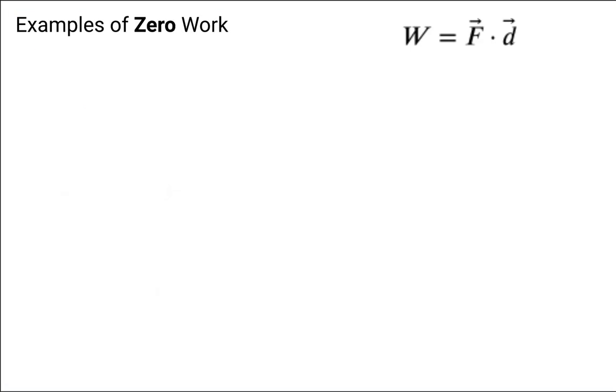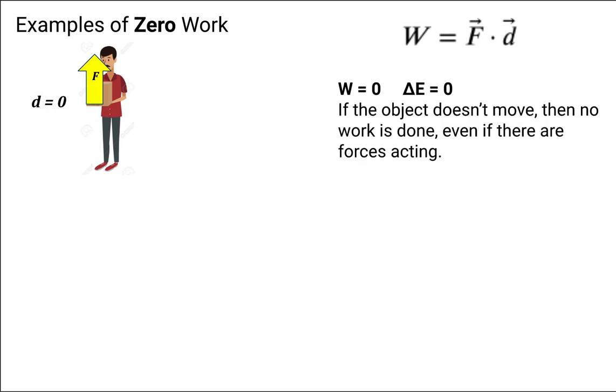The other possibility is that there could be zero work. For instance, if all you're doing is holding an object, you are exerting a force upwards to hold up a box or something. But if the object doesn't actually move, if displacement is zero, then there's no work done because the energy isn't changing. Or maybe you are moving, but your motion is perpendicular to the force.